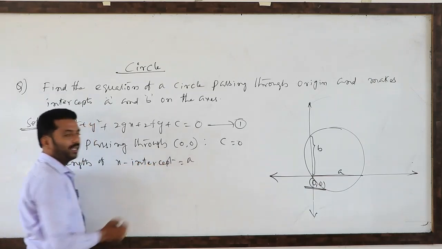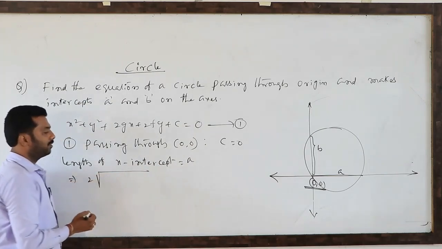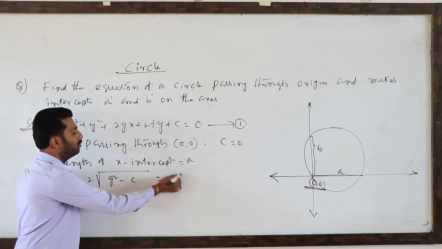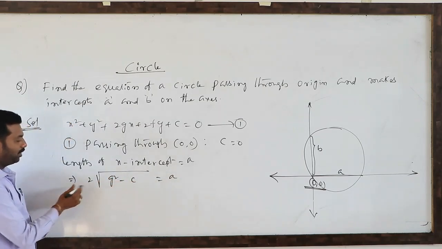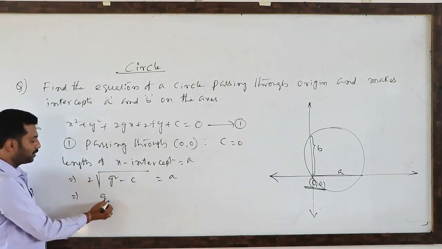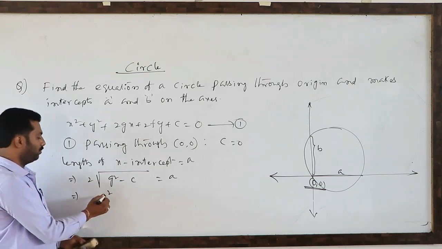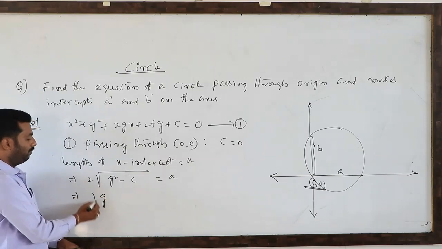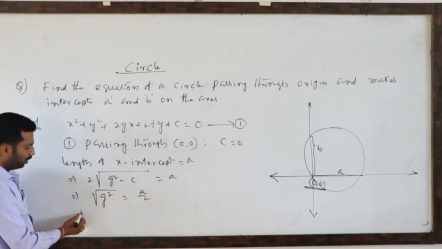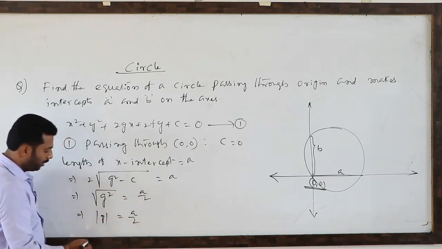That is A, they given. So what is the formula to calculate the length of the x intercept? It is 2 into root of g square minus c equal to A. So from this, you said that c value is 0. So g square is equal to, root of g square equal to A divided by 2. So this is modulus of g equal to A divided by 2.